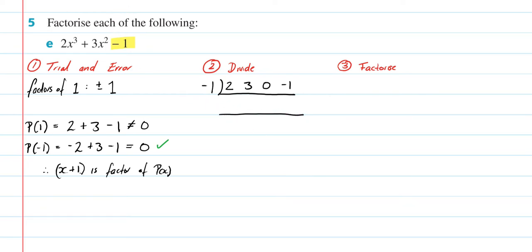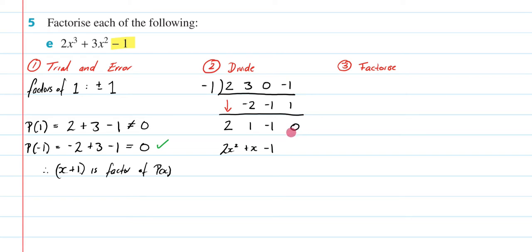Now what we're going to do is take this 2 and bring it down. How easy is that? Then negative 1 times 2 is negative 2. Then 3 plus negative 2 is 1. Then negative 1 times 1 is negative 1. 0 plus negative 1 is negative 1. Negative 1 times negative 1 is 1. This plus this is 0. Therefore, I'm going to get 2x squared plus x minus 1. This 0 represents my remainder.